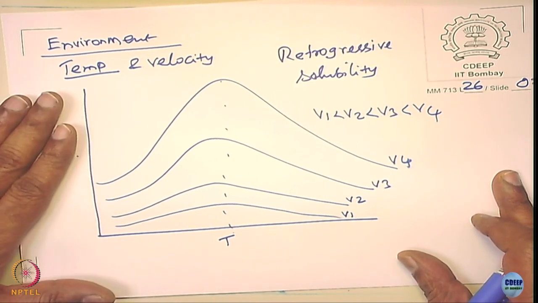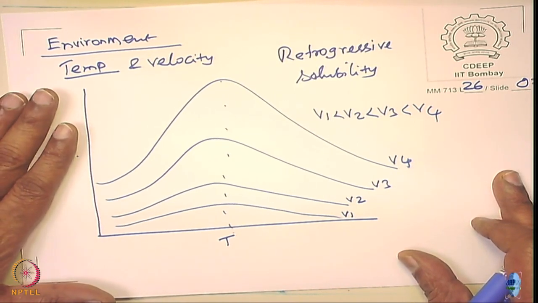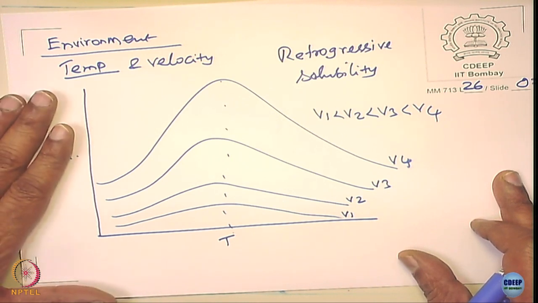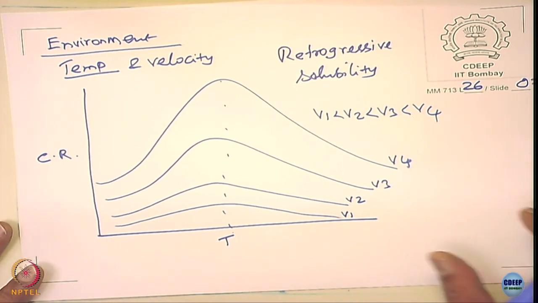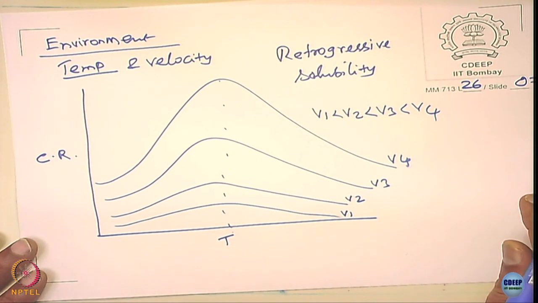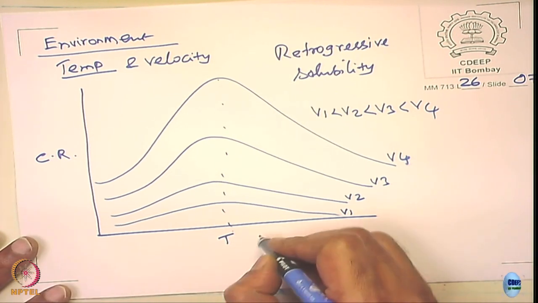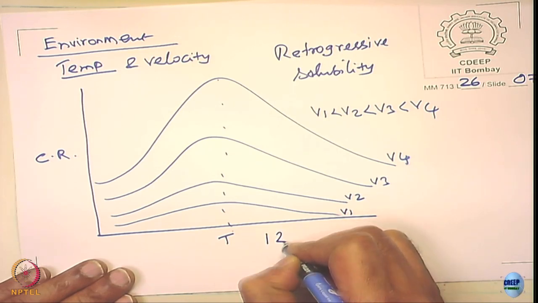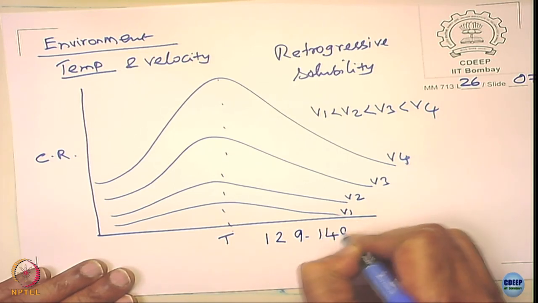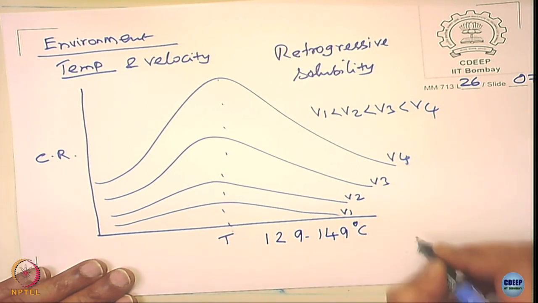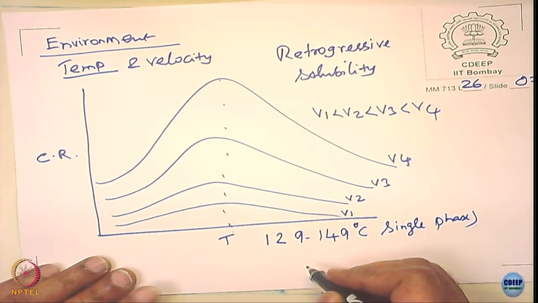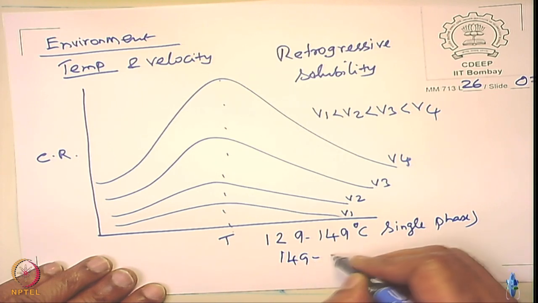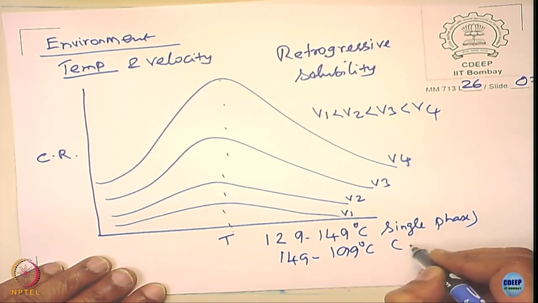Okay. So this is typical of what you find in thermal power plants, they are operating for the utilities actually. Okay, and this temperature is in the range of 129 to 149 degrees Celsius for a single phase flow. And it is in the range of 149 to 199 degrees Celsius for two phase flow.